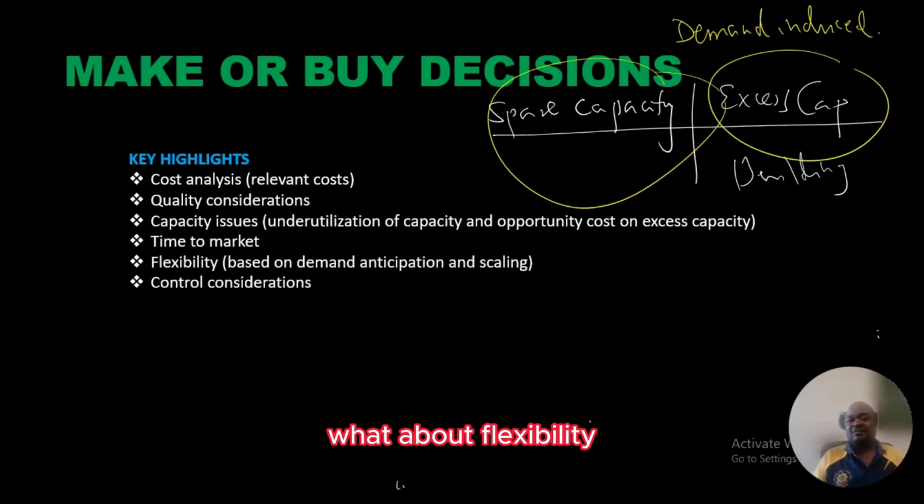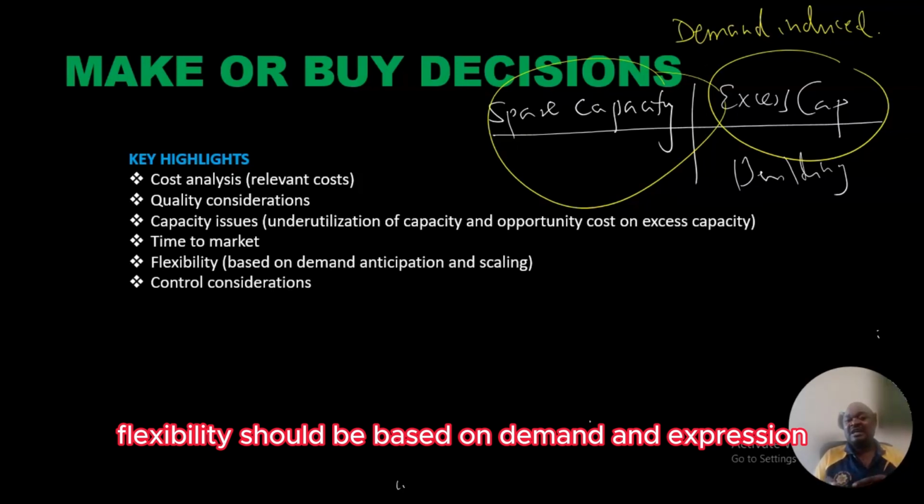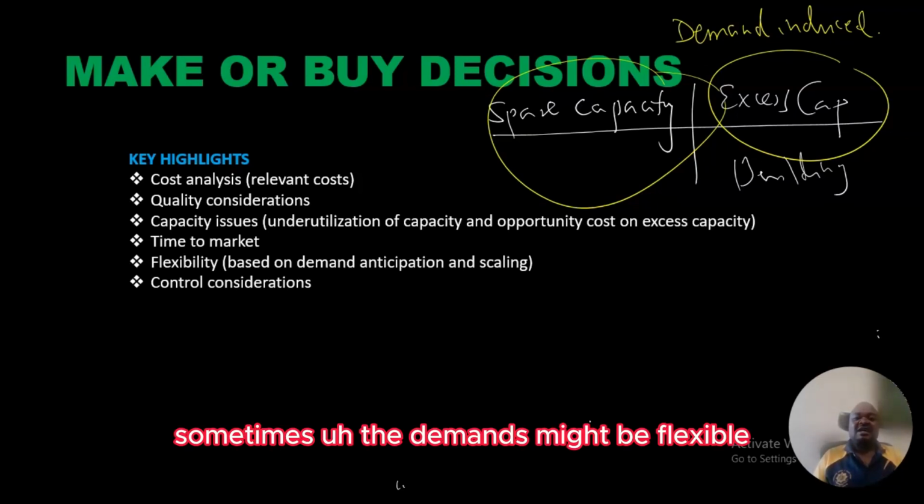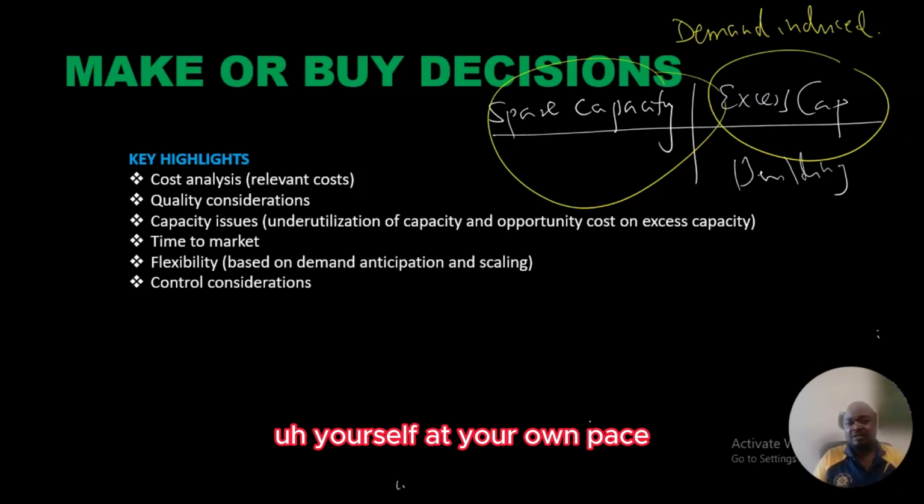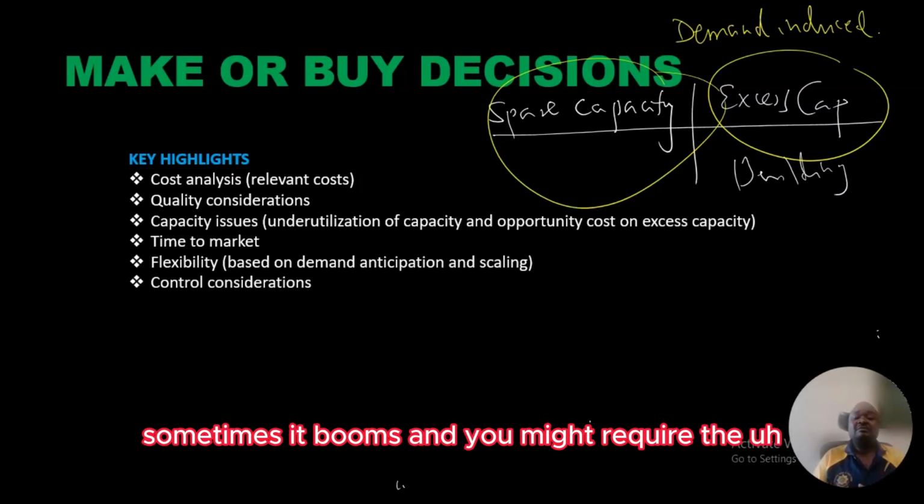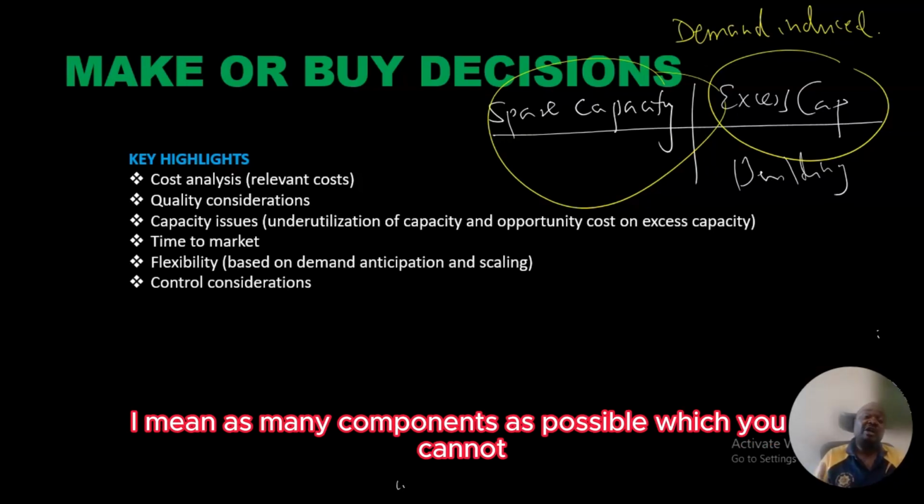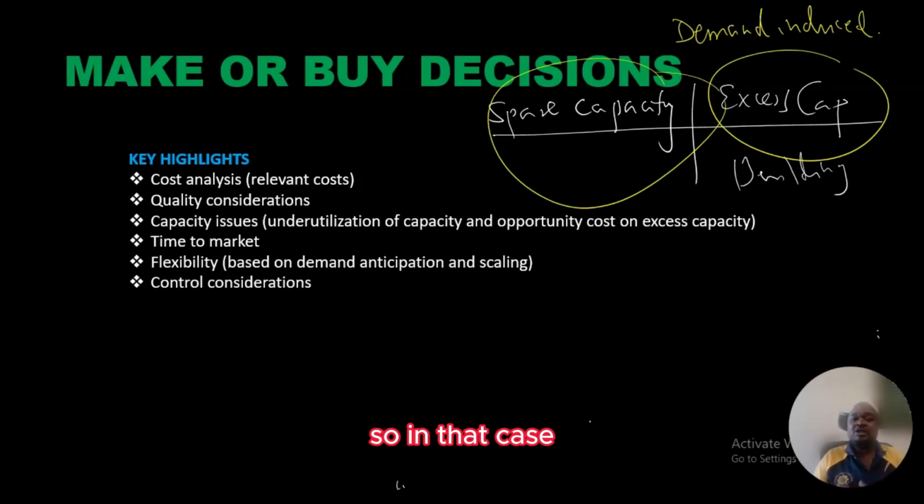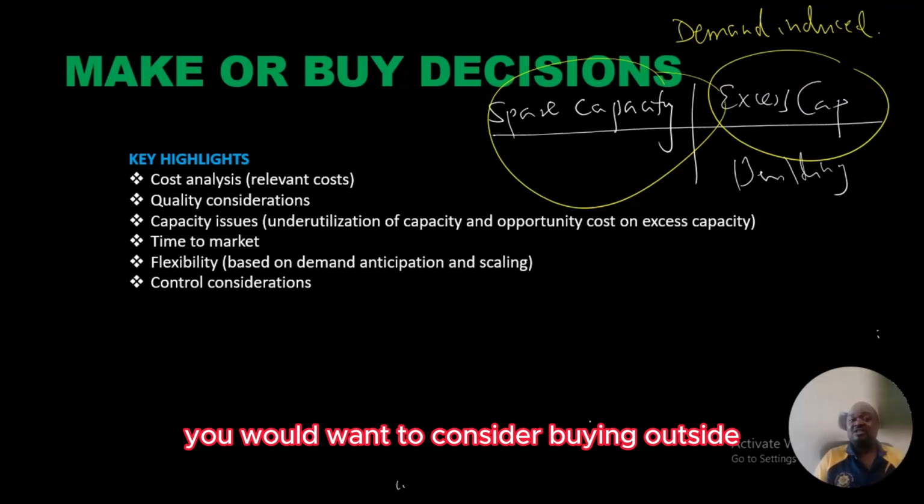What about flexibility? Here, flexibility should be based on demand anticipation and scaling. Sometimes the demand might be flexible, which means you can manufacture the item yourself at your own pace. But at other times, the demand might be erratic. Sometimes it booms, and you might require as many components as possible, which your factory cannot manufacture in the given time. So in that case, you would want to consider buying outside.